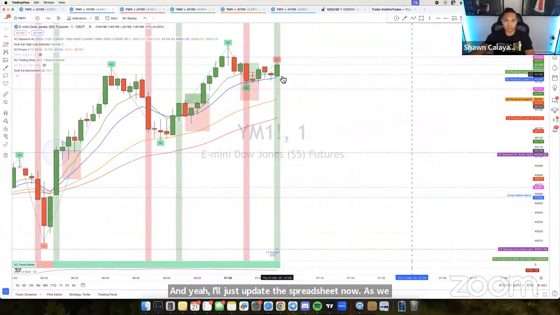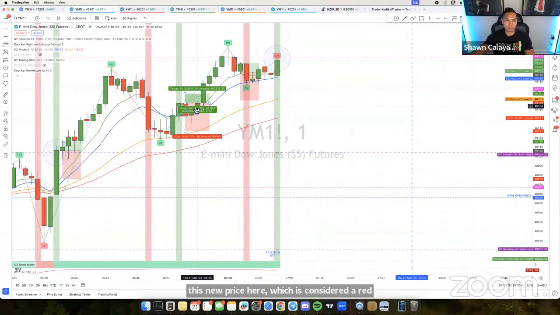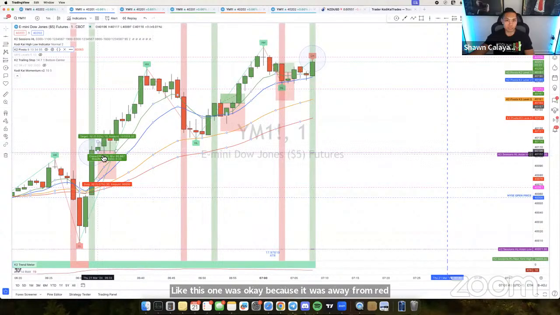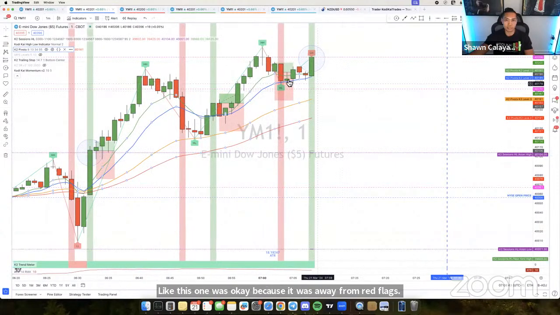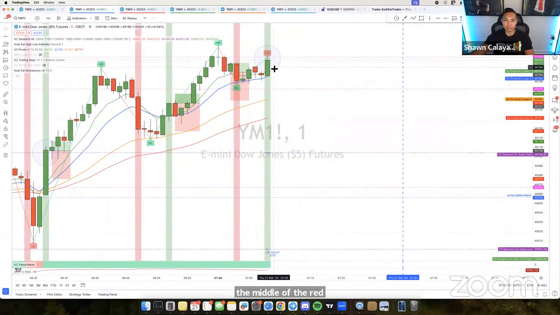So if this candle here closes, guys, this is going to be a possible entry again for another pivot scalp. The only problem is that it's going to be right at this news price, which is considered a red flag, right? You're not supposed to take entries at the news price. This one was okay because it was away from red flags. This one would have been skipped because it was in the middle of the red flags. This one would have been okay because it was away from the red flags. And this one again right here is going to be a little tricky because it is at the red flag.